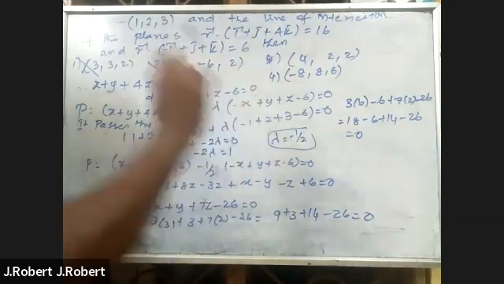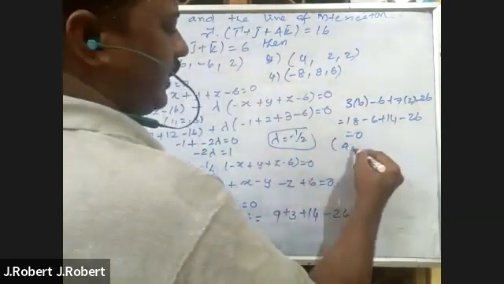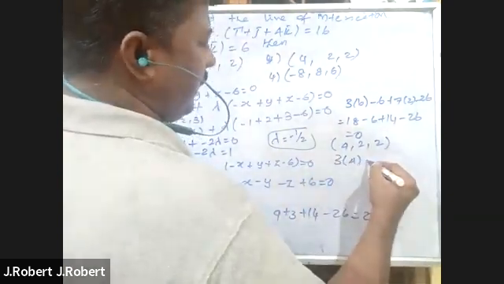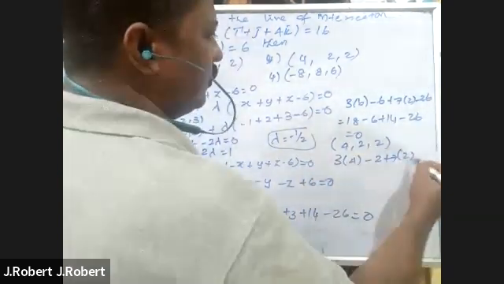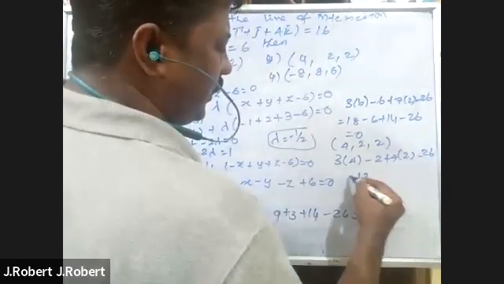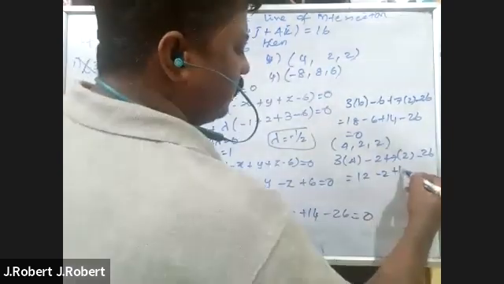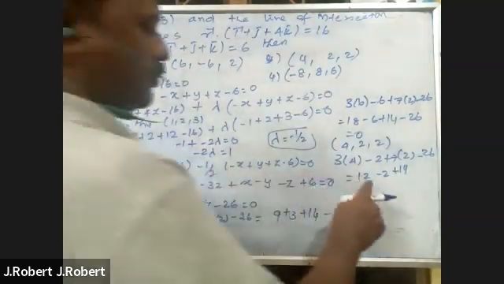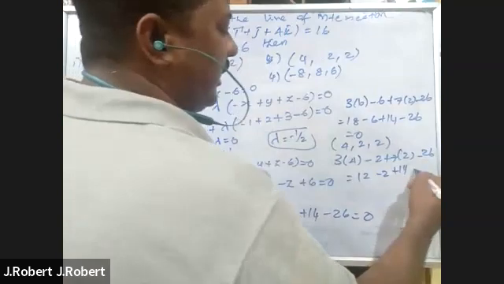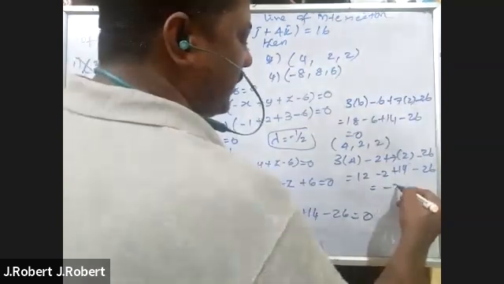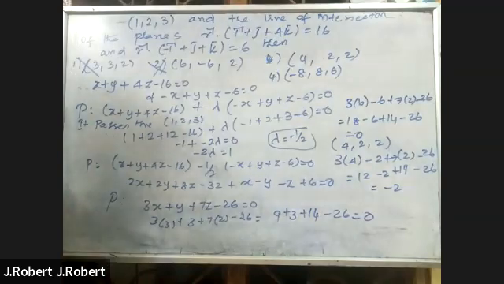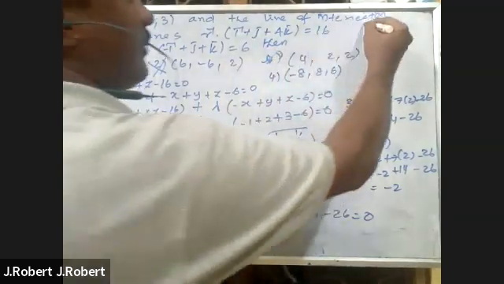Whether the third one or the fourth one. Try the third: 4, 2, 2. 3 into 4 minus 2 plus 7 into 2 minus 26. 12 minus 2 plus 14, which is 12 minus 2, 10, plus 14 is 24, minus 26 is minus 2. So this point does not pass through the plane. Then the answer is this. Still, we can try the fourth.